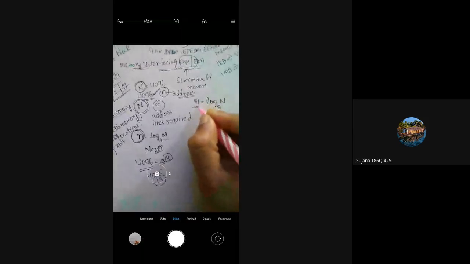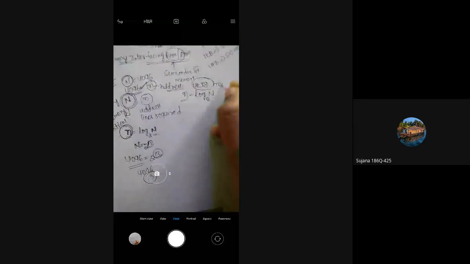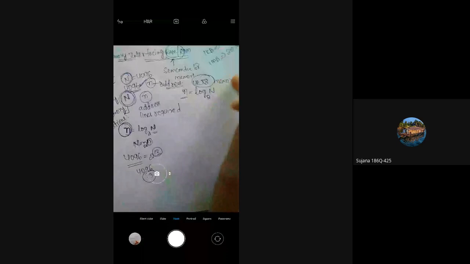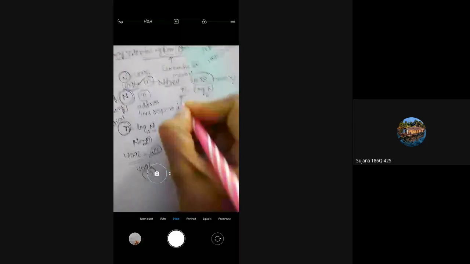So by using this relation, we can get the number of address lines required for a 4K by 8 type of memory chip. For this memory chip, how many address lines are required? We can get that by this relation: n is equal to log N to the base 2, where small n is the number of address lines required and capital N is the number of memory locations.